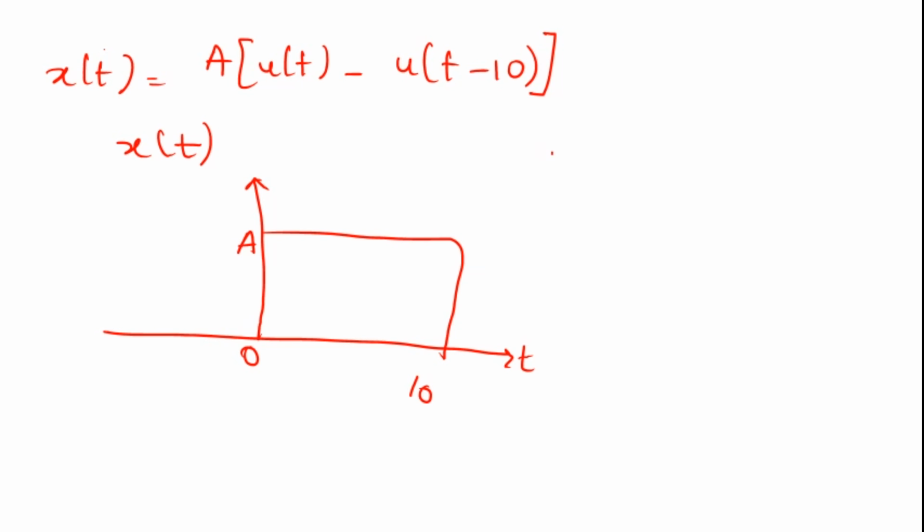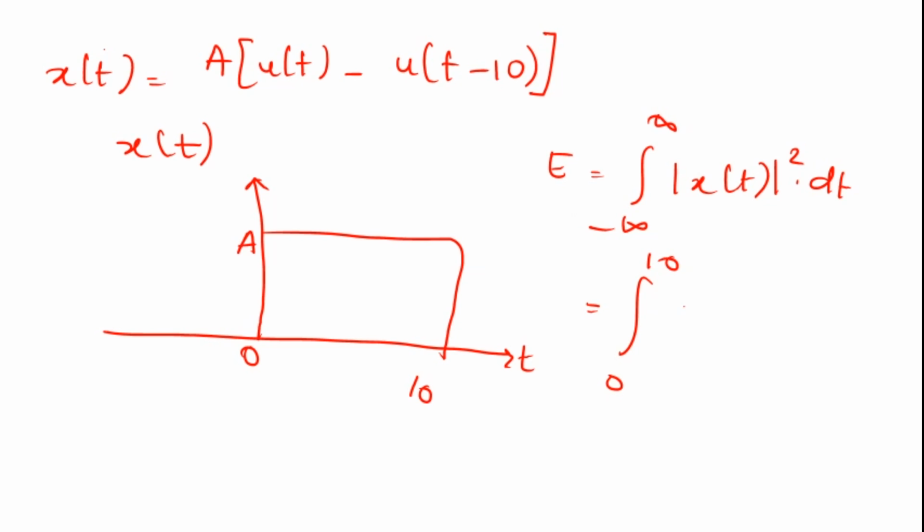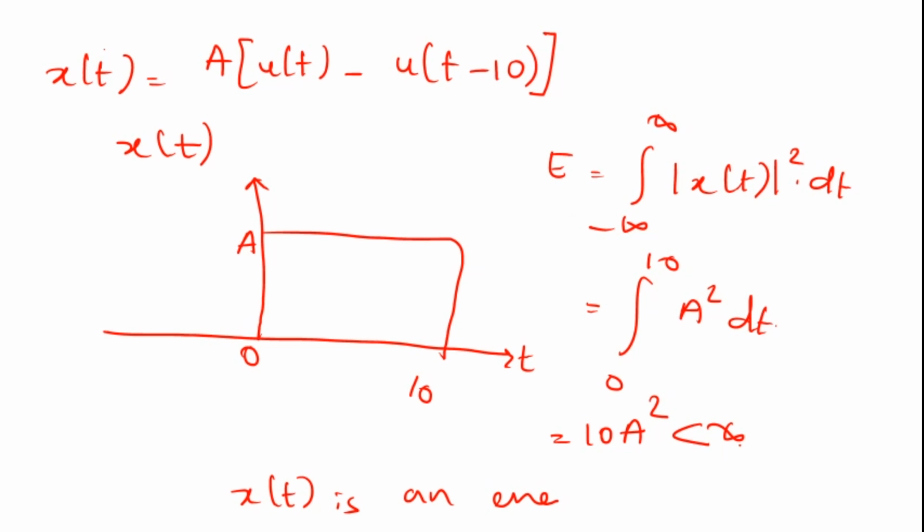Then E is equal to integration minus infinity to infinity mod of x of t whole square into dt, which is equal to integration 0 to 10 A square into dt, which is equal to 10 into A square, which is less than infinity, hence x of t is an energy signal.